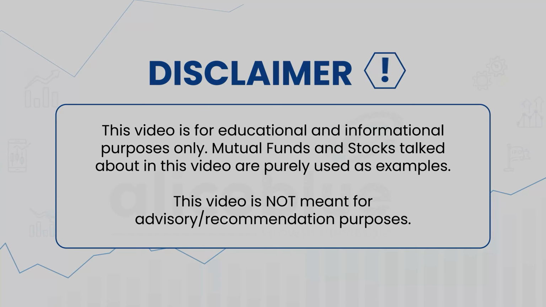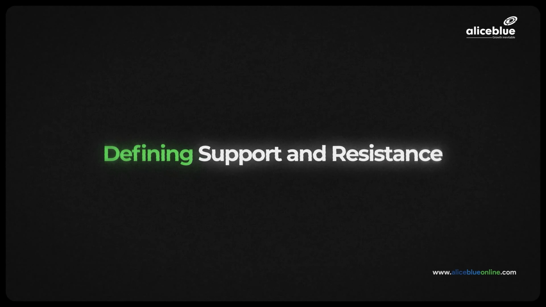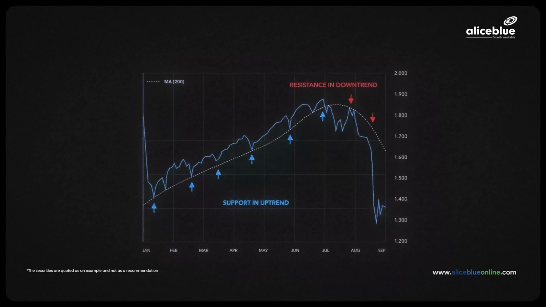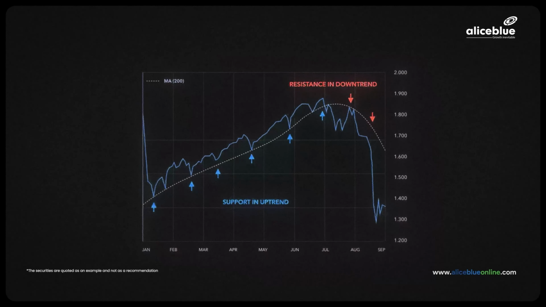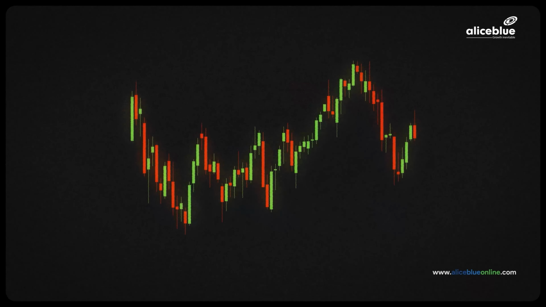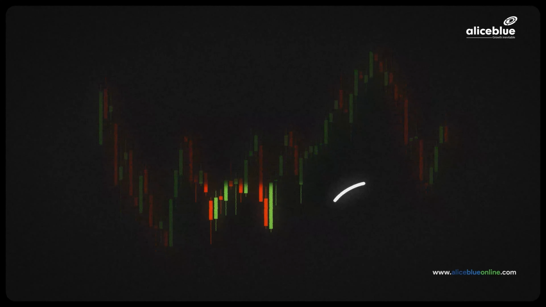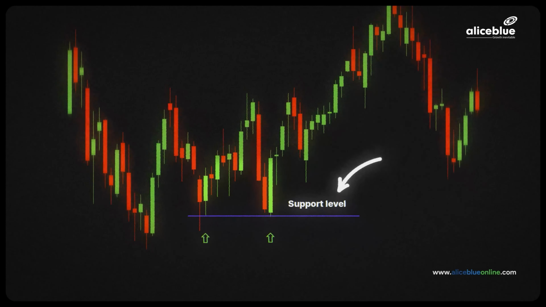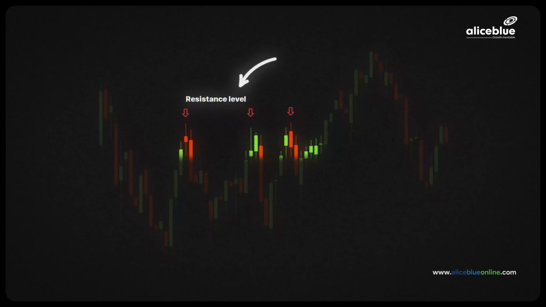So let's start with the basics. Support and resistance levels are price points on a stock chart where price tends to pause or reverse its direction. Support is the price level where buyers are likely to step in, preventing the price from falling further. Think of it as a floor under the price. Resistance, on the other hand, is where the sellers are likely to emerge, hindering the price from rising higher. It acts like a roof or a ceiling.